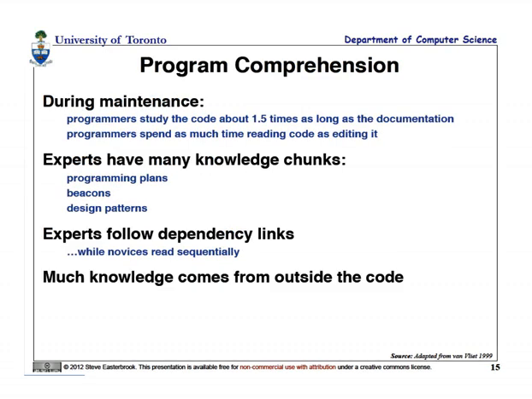Finally, let's talk about program comprehension. During maintenance, programmers spend about 1.5 times as long studying the code as they do reading documentation. Experts don't read code line by line, they look for knowledge chunks, like design patterns or beacons, which are familiar code fragments. They follow dependency links across the system, whereas novices tend to read sequentially, often missing the bigger picture.